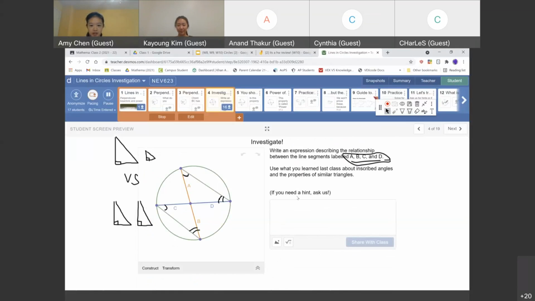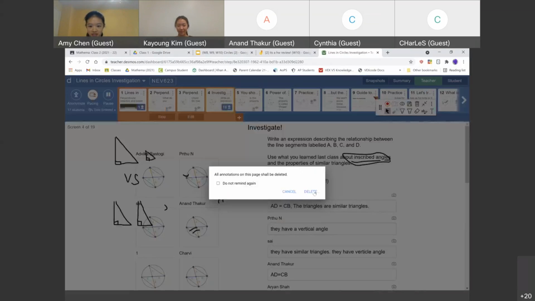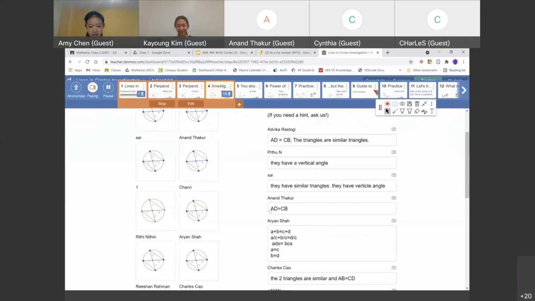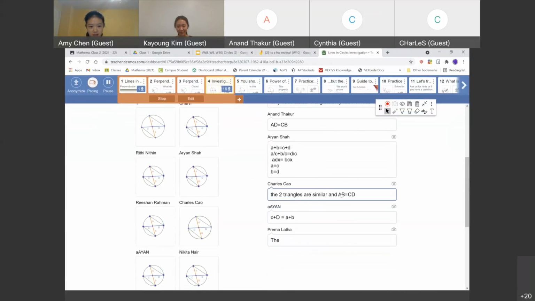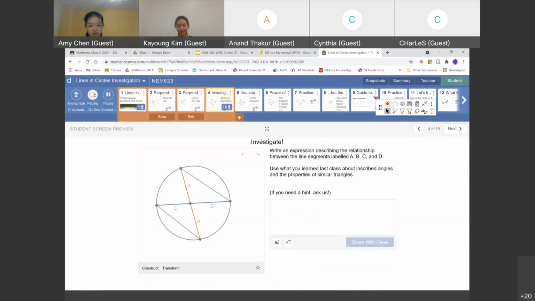Okay, have you guys written... well, let's just look at the answers now. Someone said AD equals CB. Some people said A is the same as C, B is the same as D, AB equals CD. So one property of similar triangles is that their side lengths are in proportion to each other. If you multiply one side by something, that gives another side of the other triangle.